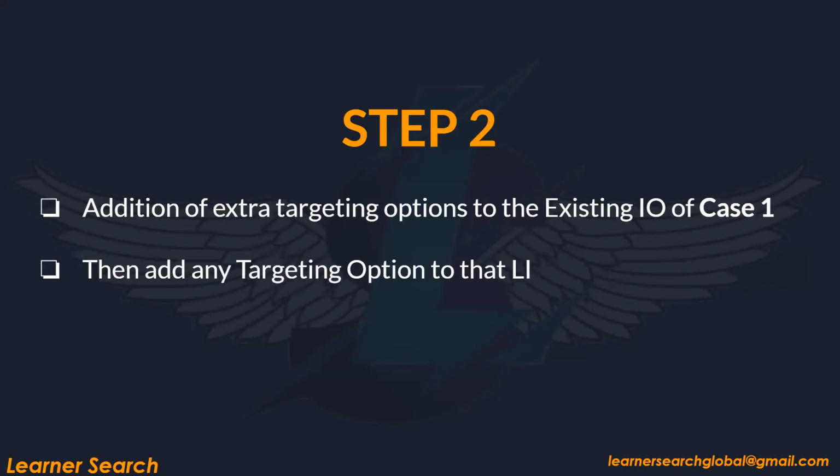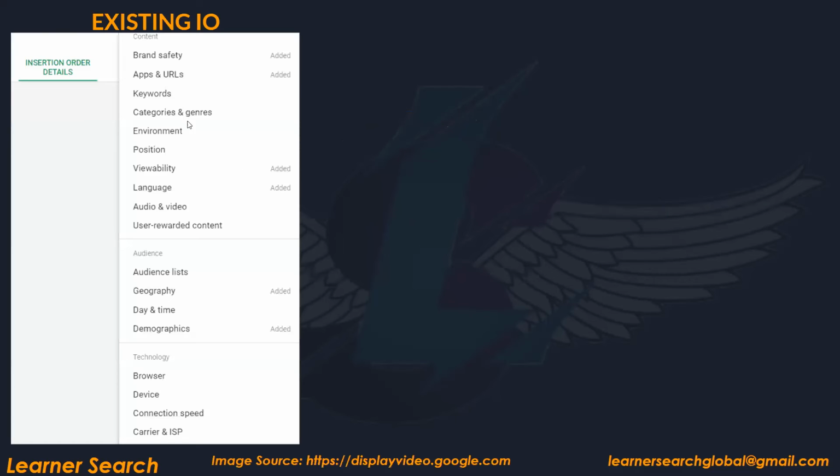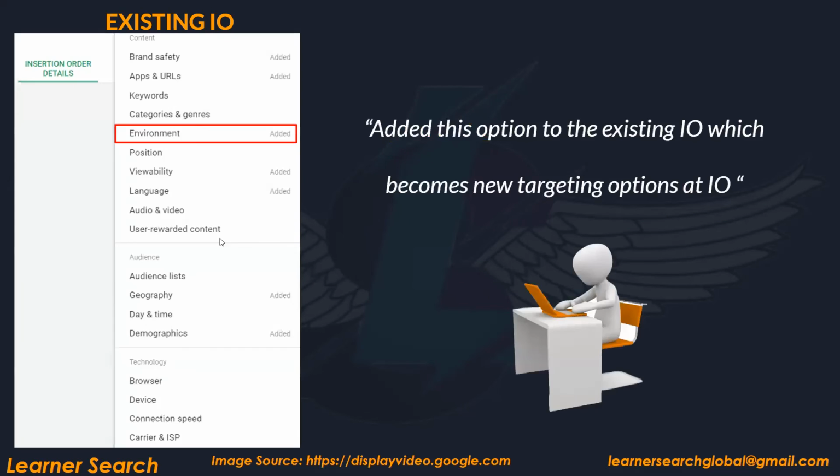Step 2, addition of extra targeting options to the existing IO of case 1. So what we are doing here is, for the existing IO, we are adding a targeting option, instead of adding it to the line item. Environment is added to the IO. This option is added to the existing IO, which becomes a new targeting option at IO.